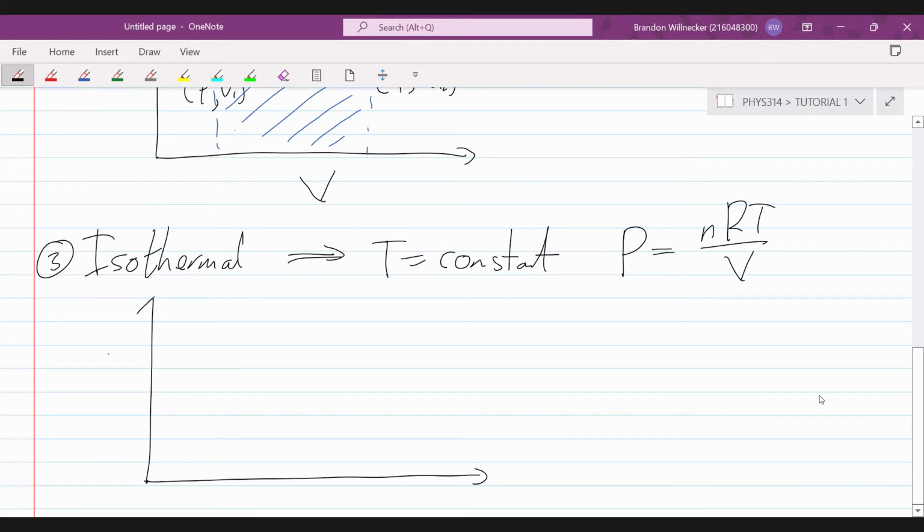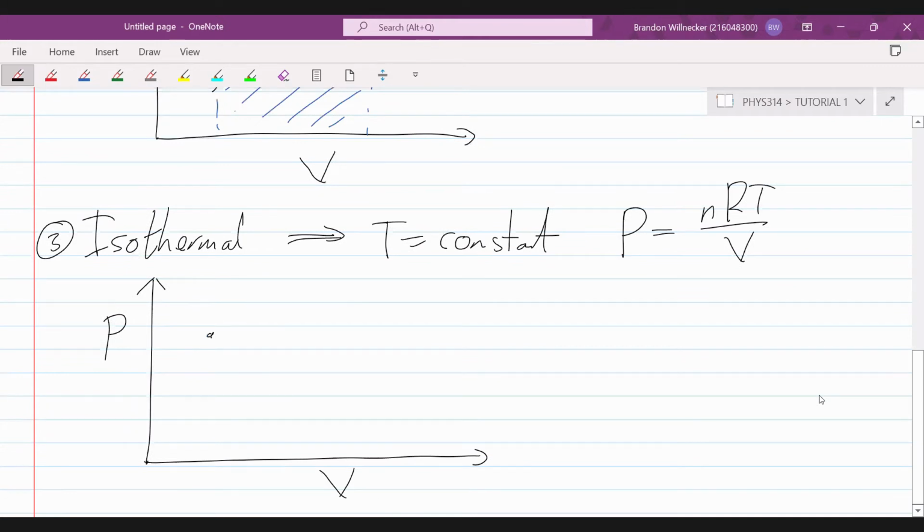Again, we look at our PV diagram. If we start here at P1, V1, and we end up over here at P2, V2, there is only one hyperbola that will connect these 2 points. So something like that. Okay, that is our isotherm. So if we want the curve to be isothermal, there's only one hyperbola that's going to do that. So the path is unique.